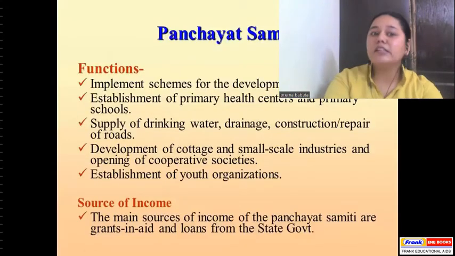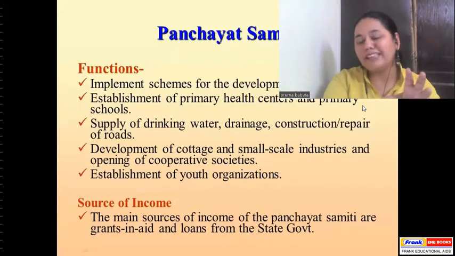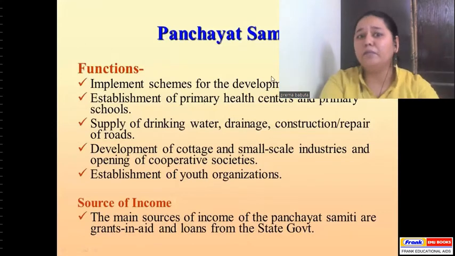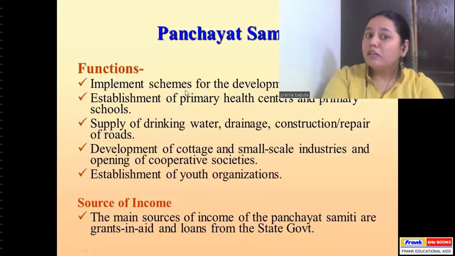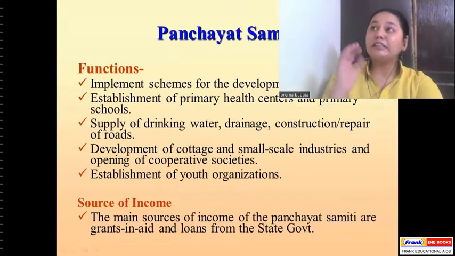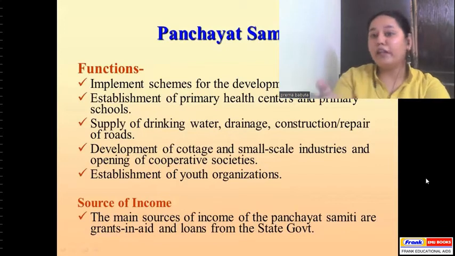What are the functions? We know the functions of the panchayat samiti or the block panchayat are more or less the same as the gram panchayat. For example, implement the schemes that are given for the development of agriculture. So let's say the central government or the state government has given some scheme related to development of agriculture.